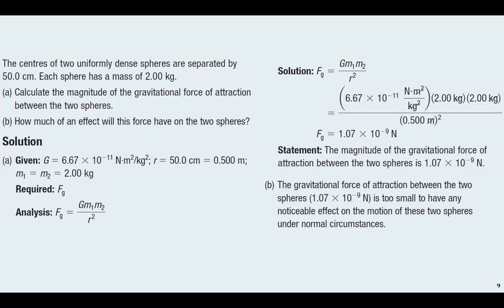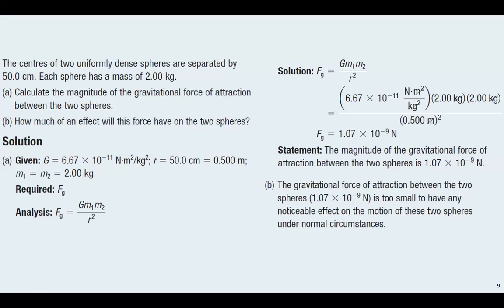So according to the universal law of gravitation, you can calculate the magnitude of the gravitational force of attraction between the two spheres, which is Fg equals uppercase G times M1 M2 over R squared. Putting all the values in, we have the magnitude of the gravitational force of attraction between the two spheres is approximately 1.07 times 10 to the power of -9 newtons. So this is a very small number, right?